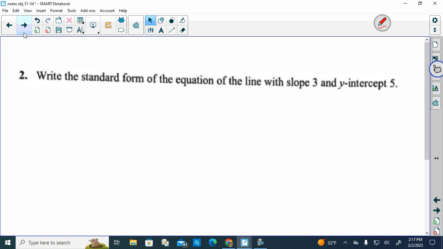One more after this one. Write the standard form of the equation of a line with the slope of 3 and the y-intercept 5. So this is like the last one, but they don't want it in slope-intercept. They want it in standard. So you'll have to pay attention when we're doing these, which one they want.